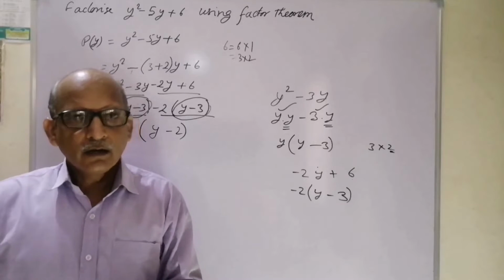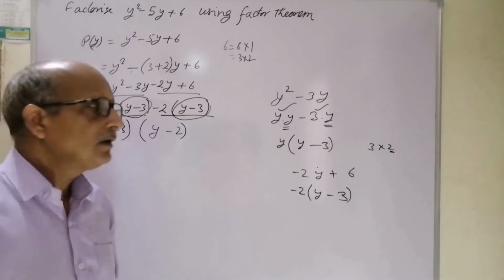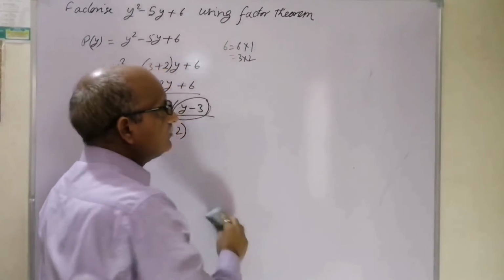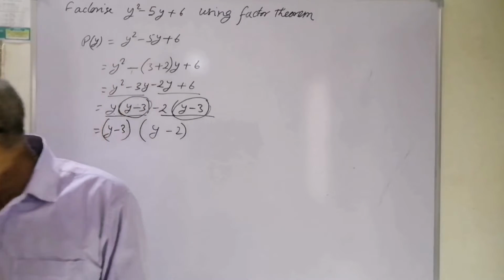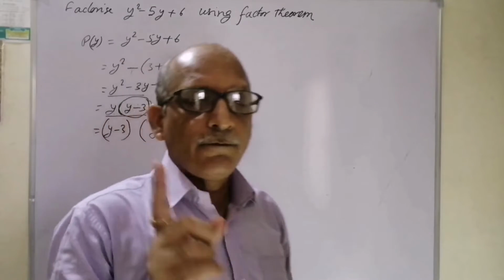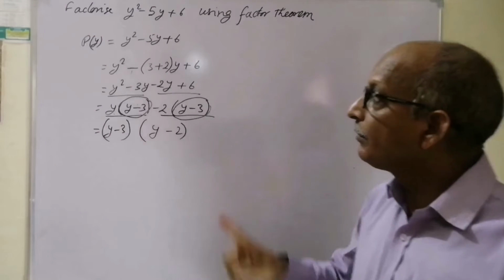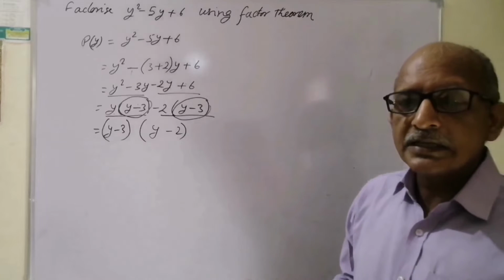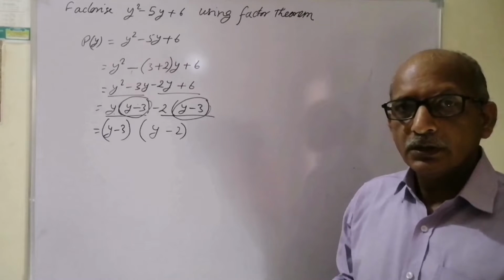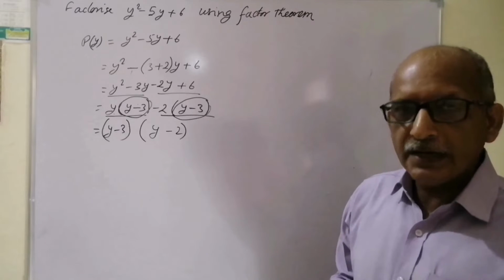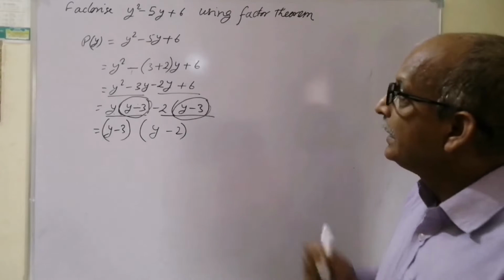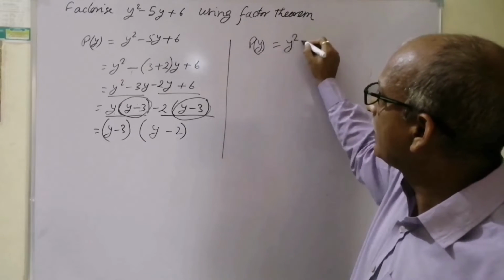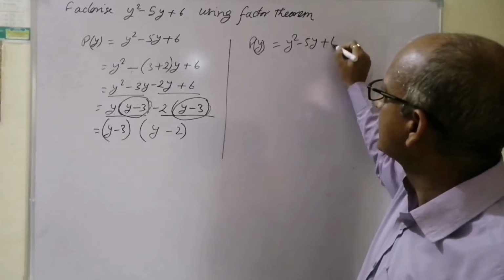Now we'll take another method, that is factor theorem. Using factor theorem, it is well clear to you. While using factor theorem, we have to take the value of the variable which can make the polynomial 0. Is 1 zero? In another way, you can see if P(a) is 0, then x minus a is a factor. It means we have to take again P(y) equal to y square minus 5y plus 6. Now take care.